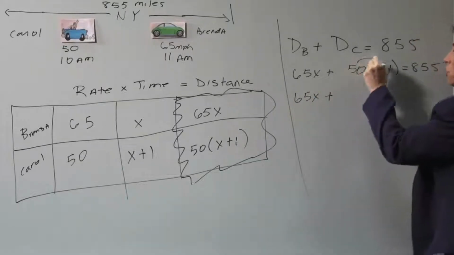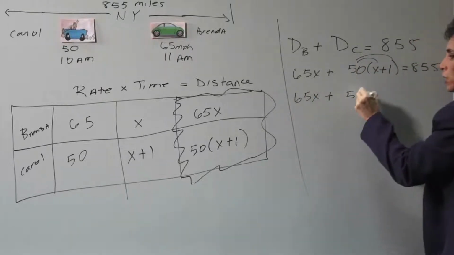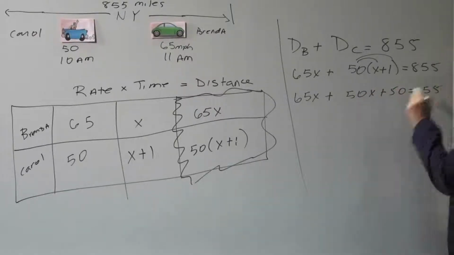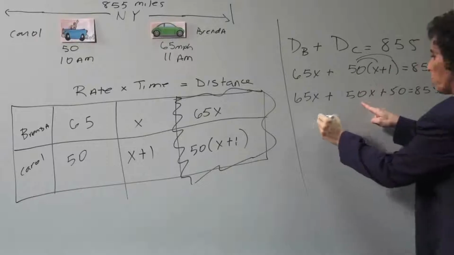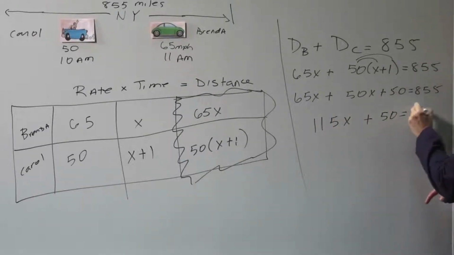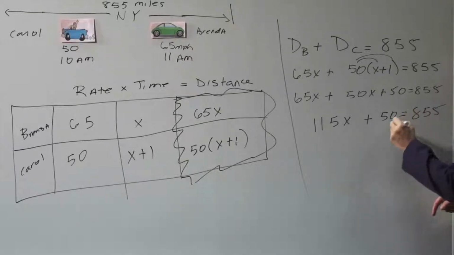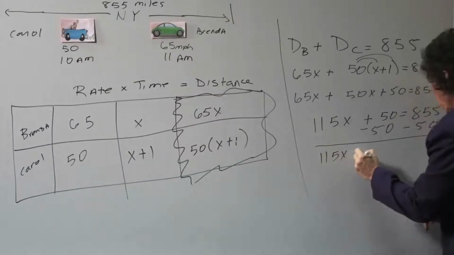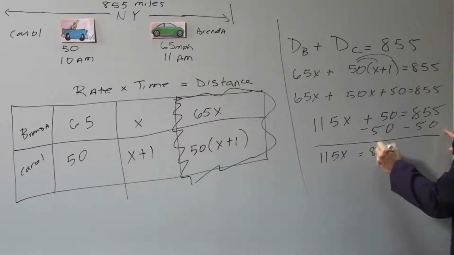65X plus distribute 50X plus 50. I love these problems. They're so cool. 65 plus 50 is 115X plus 50 equals 855. Subtract 50. You get 115X equals 805.